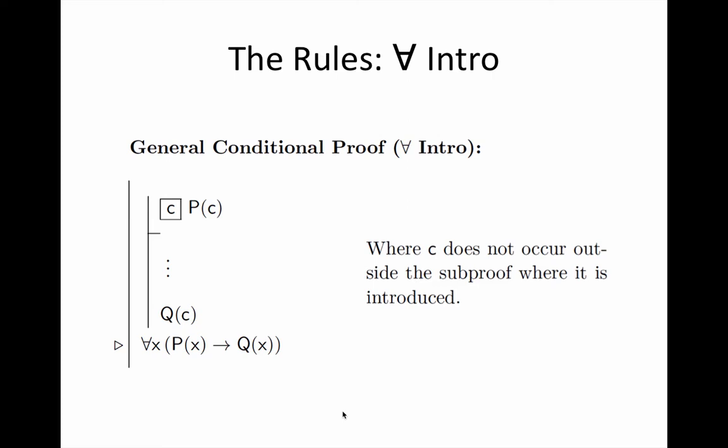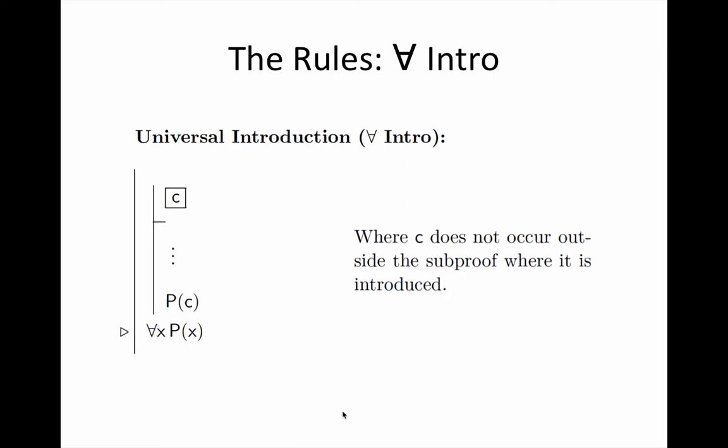Now the other point to make is that C does not occur outside the subproof where it is introduced. In other words, it is a hypothetical name, so it can't be used after the subproof has been discharged. Another way to say this is that C is not already in use, and we won't use it once we get out of the subproof. The other version of the universal intro rule involves simply assuming a name, and then from that assumed name deriving a sentence, in this formulaic case, P.